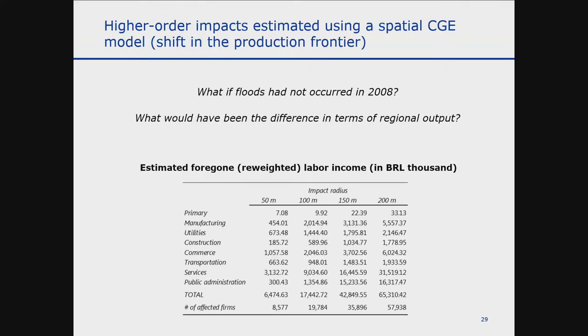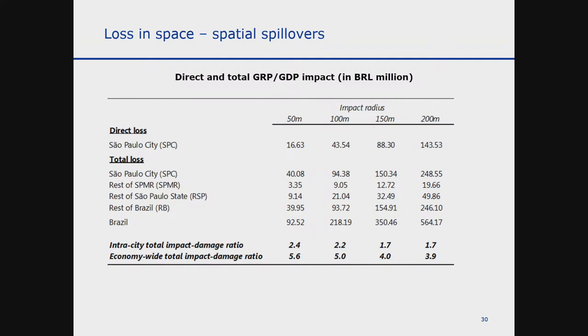And with that, we feed our CGE model so that we ask the following question. What if floods had not occurred in that year? And what would have been the difference in terms of regional output? So we could attribute to each single flood point a value, and not only locally, but also its repercussion outside the city limits, because that's something important to take into account in this modeling exercise. The metropolitan region of São Paulo, for instance, accounts for 20% of the national GDP, and it's very integrated through trade and income flows with other areas of the country.